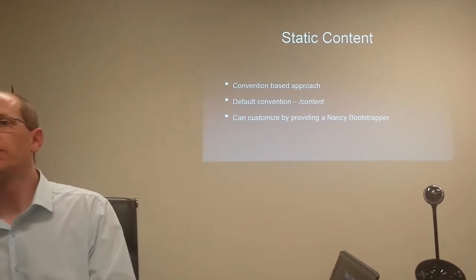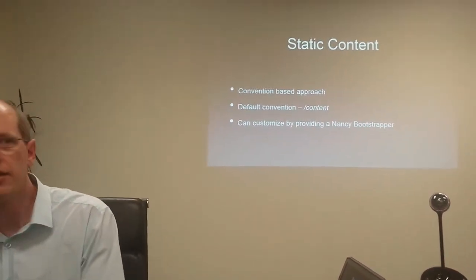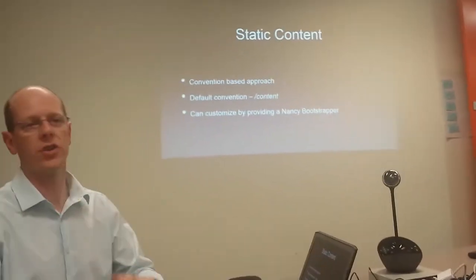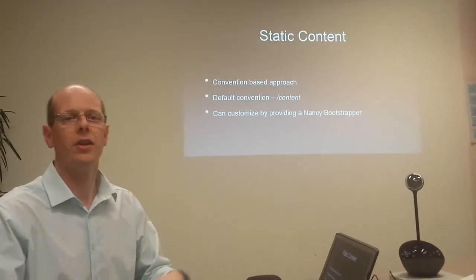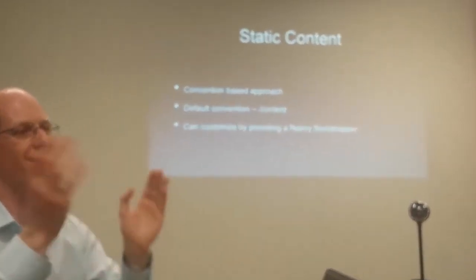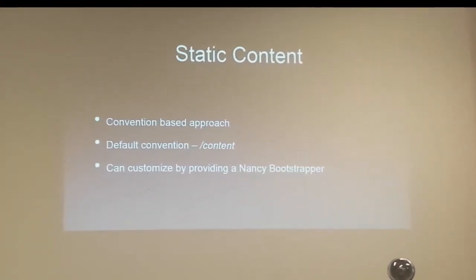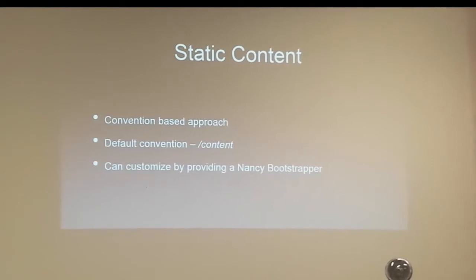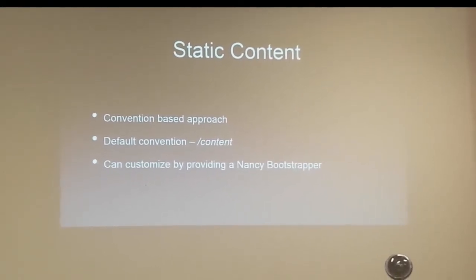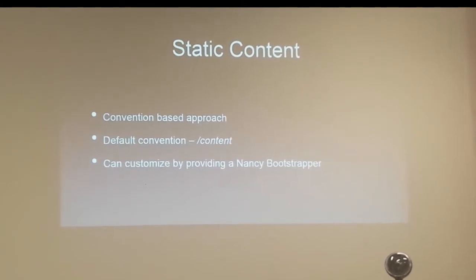What do I do with static content? Again, the convention approach applies. So let's say I'm doing pages and I've got views and I want to throw some pictures out and so forth. Simple, convention-based approach. By default, anything in a /content folder, out of the box, this is the convention, will be treated as static content. That's all I've got to do. So I put my pictures in there, I put my CSS and my JavaScript and whatever else.